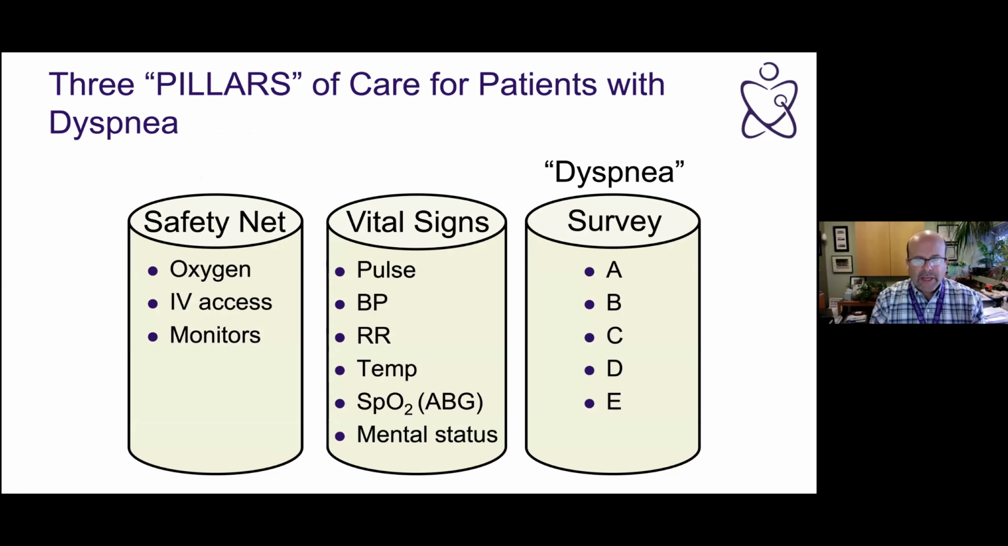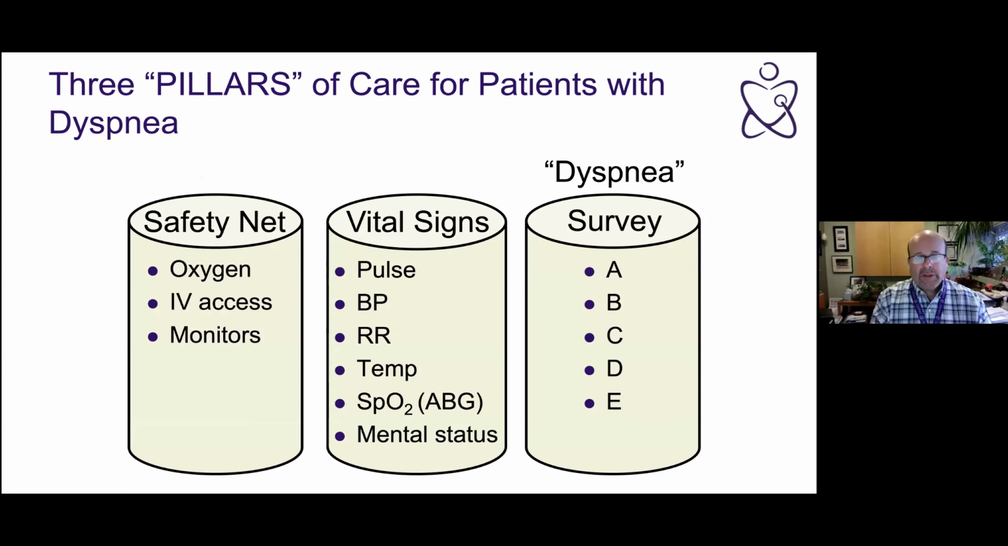And while you're thinking about that, I want to give you one of the main messages of the talk, my 3 pillars of care for patients with dyspnea. The first pillar is your safety net. Get your safety net in place, get them on oxygen, get IV access, get them on a cardiac monitor. And you can often do that as you're going to see the patient. You can sometimes do that over the phone.